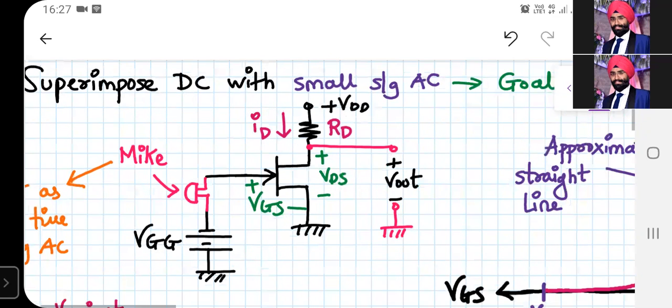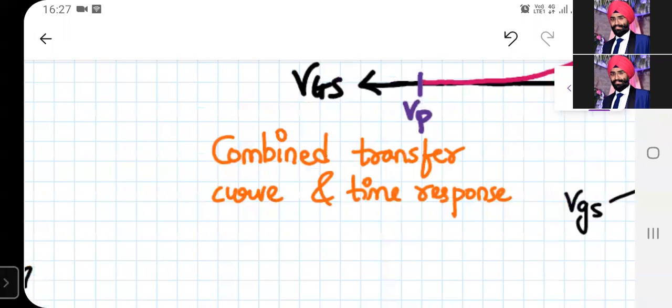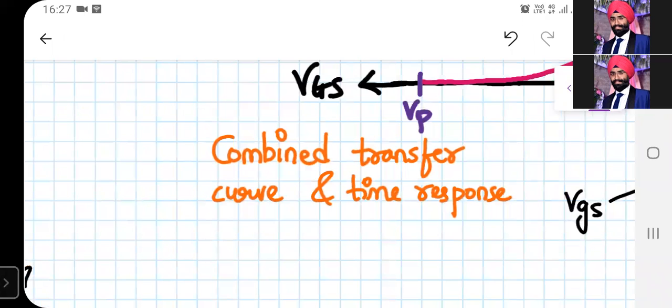Now listen very carefully. We have studied the transfer curve. What we are going to do now is combine your transfer curve and the time response. So look at the circuit now. It is fitting this.